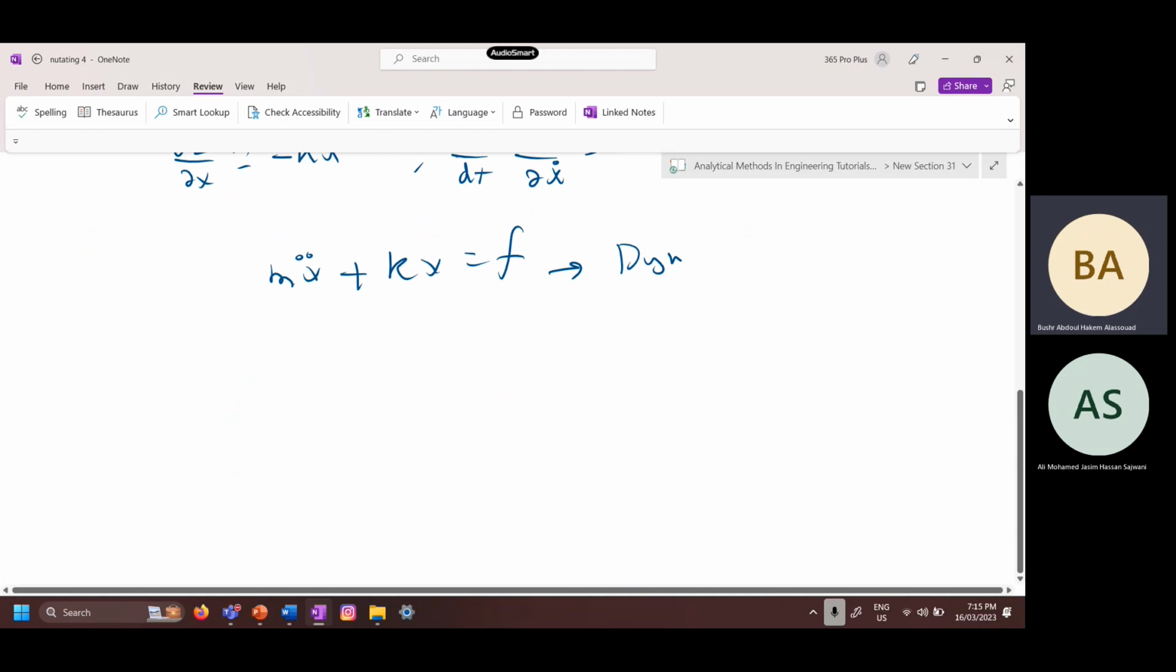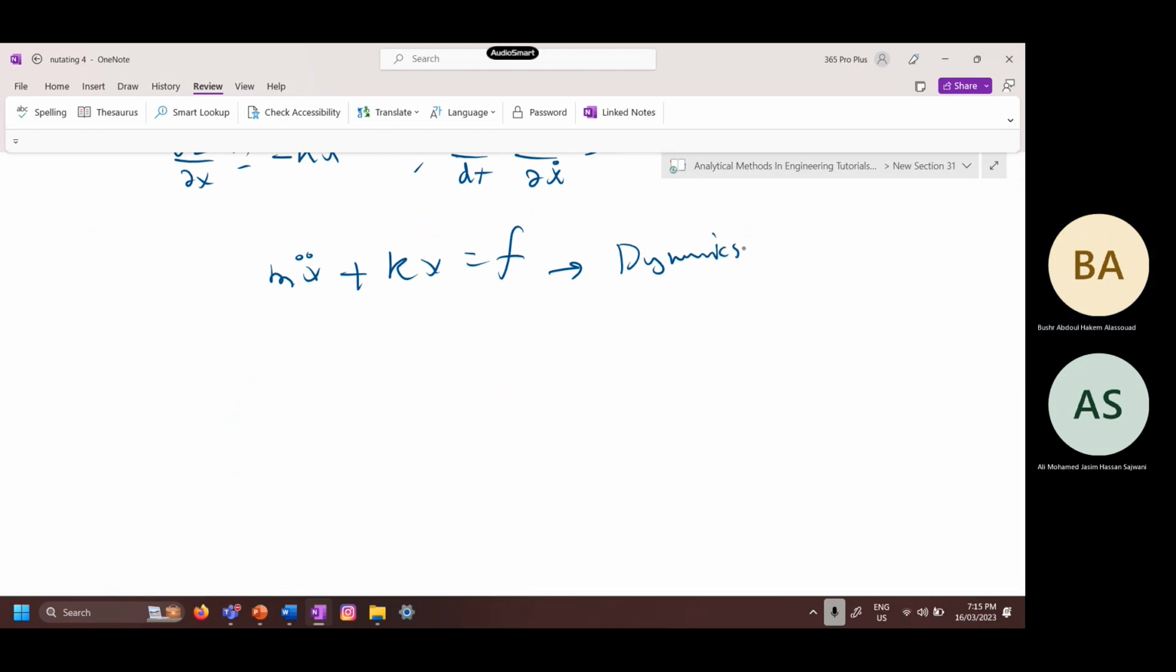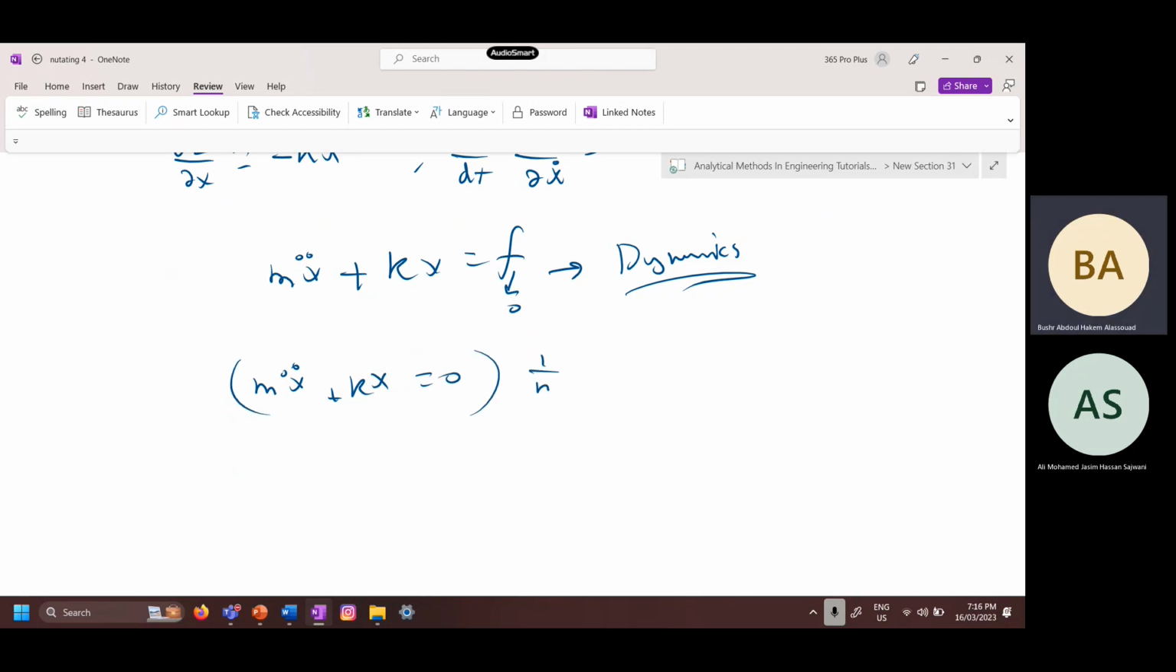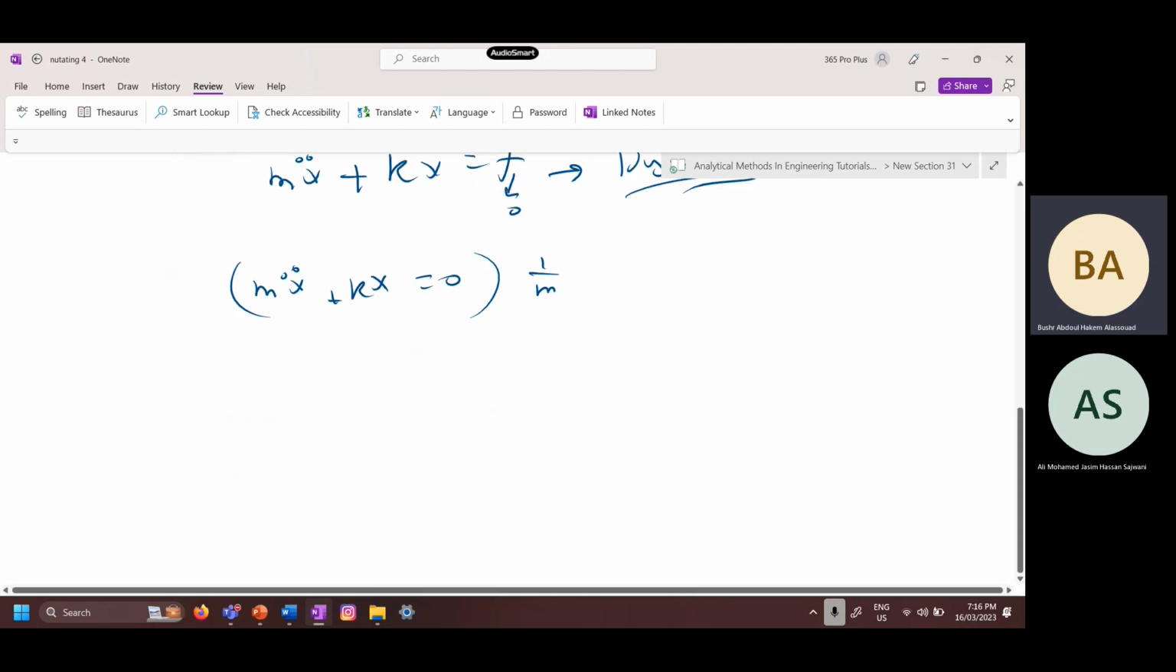This is from the dynamics course. As I said, if we have a conservative system, F will be equal to 0. So we'll get m x double dot plus k x equal to 0. You need to understand this part because it's related to dynamics. I'm not sure if it's going to be in your midterm, but just understand it.